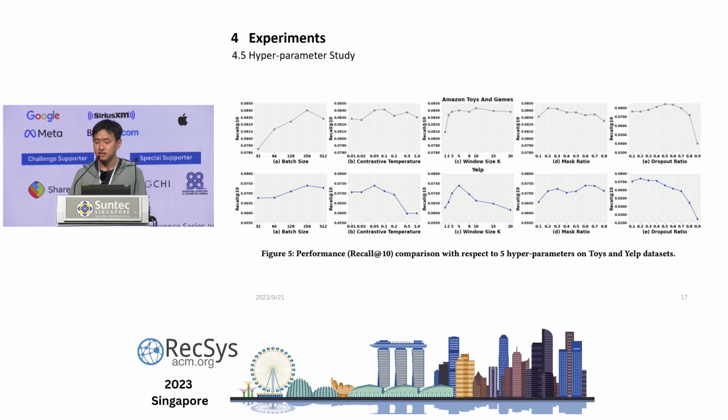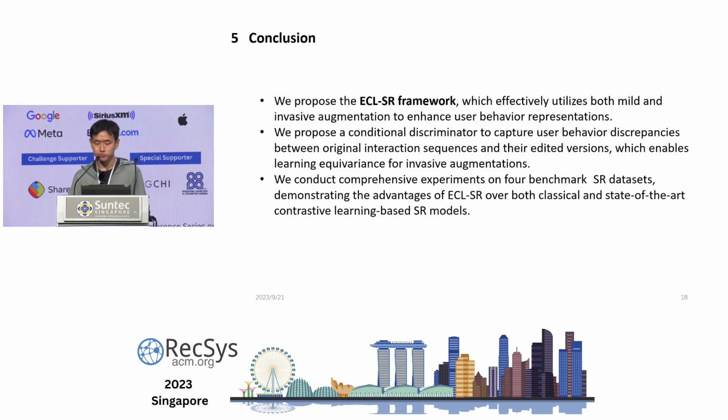In the hyperparameter study, we examined the impact of 5 critical hyperparameters in our framework, including batch size, the temperature, window size, mask ratio, and dropout ratio. We adjust one hyperparameter at a time and keep the others optimal to control our variables. You can check the discussions about these hyperparameters in our original paper.